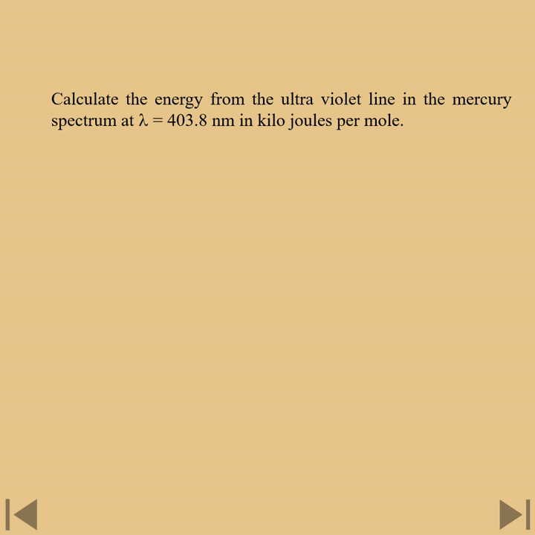Okay, we're asked to calculate the energy from the ultraviolet line, and it's nice if you're told this is ultraviolet, infrared, or radio waves, to give you an idea as to what those wavelengths and frequencies should be. Okay, we're asked to calculate the energy of the ultraviolet line in the mercury spectrum, where the wavelength is 403.8 nanometers, and we're asked specifically for the units of kilojoules per mole. Well, first we're going to calculate the energy in joules per photon, and then we'll convert that to kilojoules per mole.